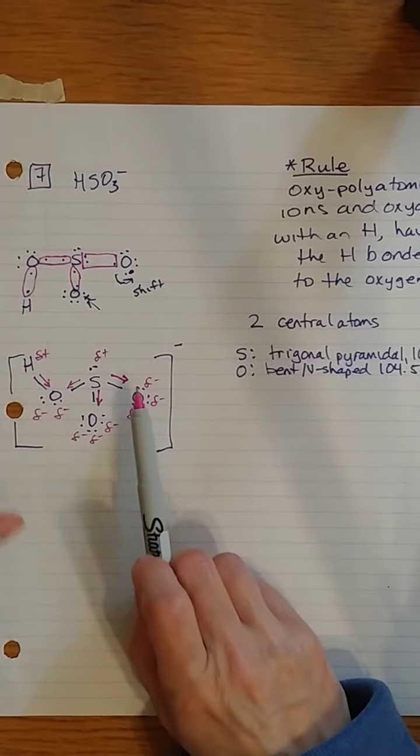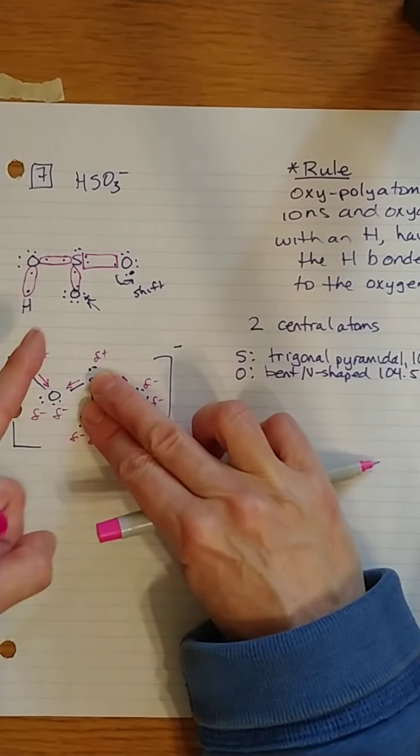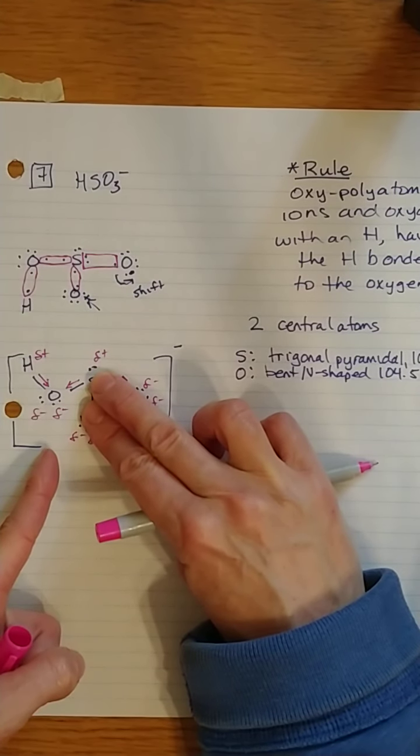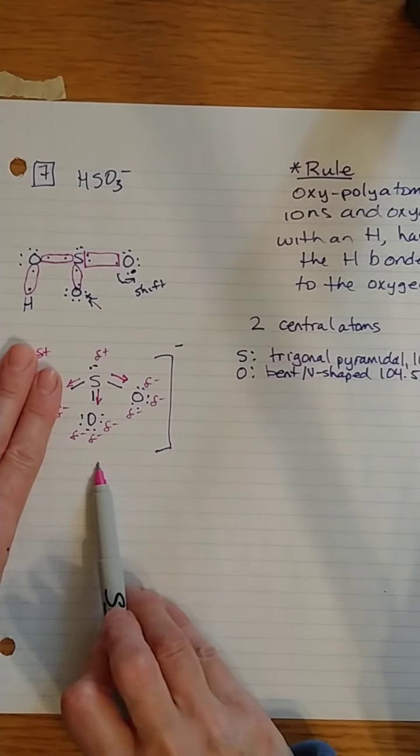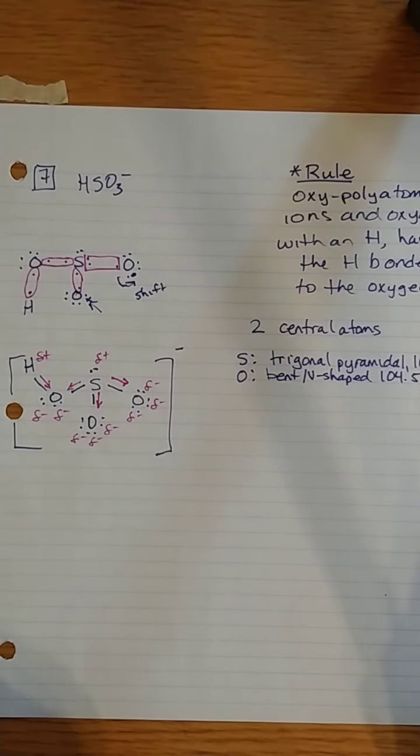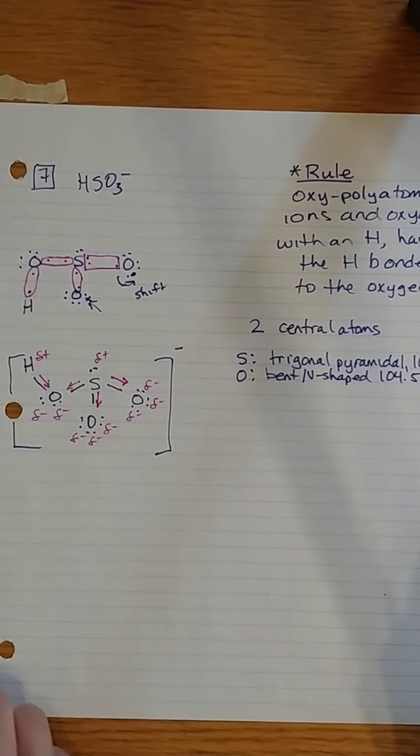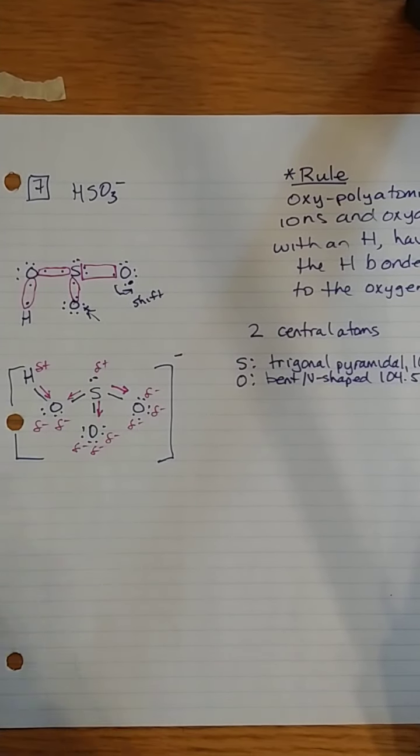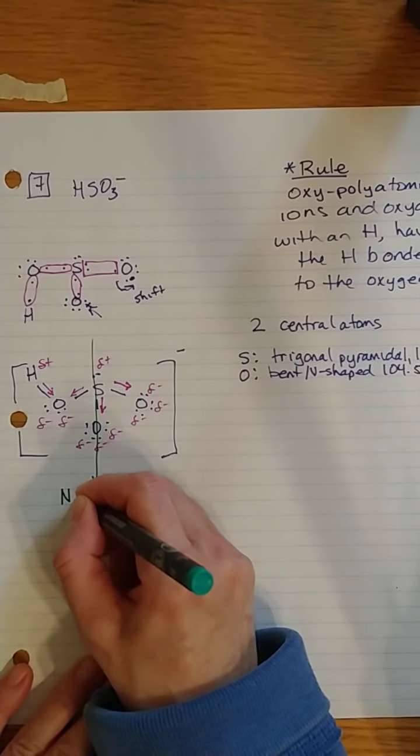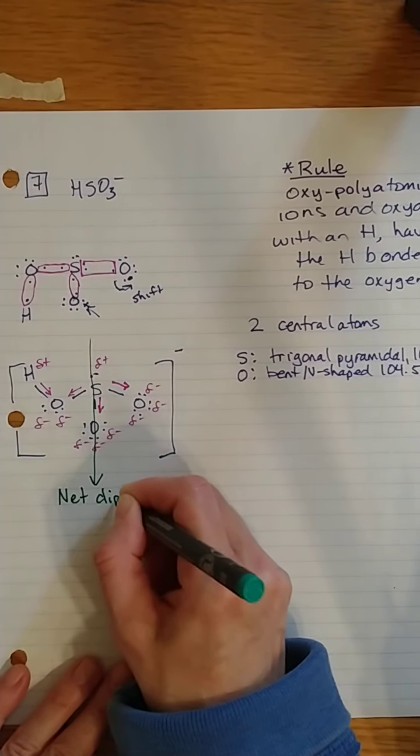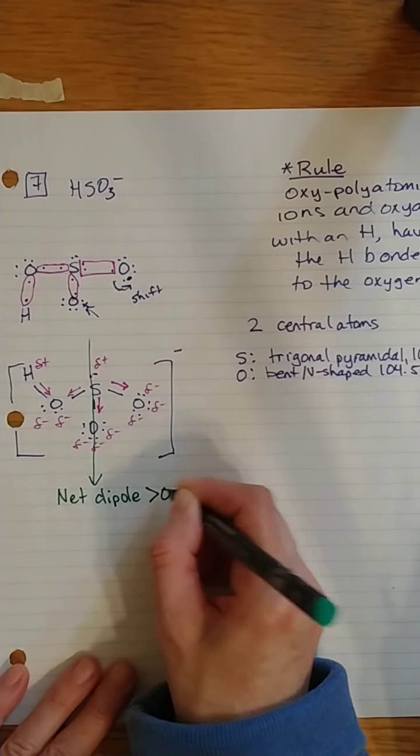So if you look at this central atom, this dipole is going to go straight down, and on this central atom, this dipole is also going to go straight down. So the two of them both going straight down means that your molecular polarity is going to be straight down, or very close to straight down, close enough. So dipole is greater than 0.